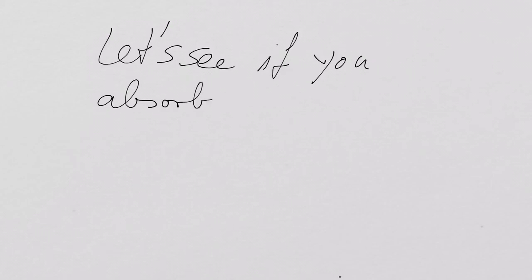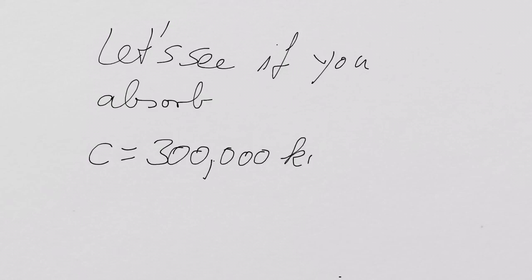By the way, what's the speed of light? 3 times 10 to the 8. Speed of light is around 300,000 kilometers per second. Do you know how you measure the speed of light? Very easily. Which is pretty accurate, actually.